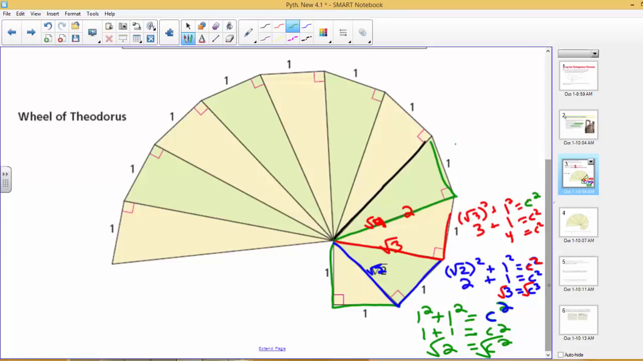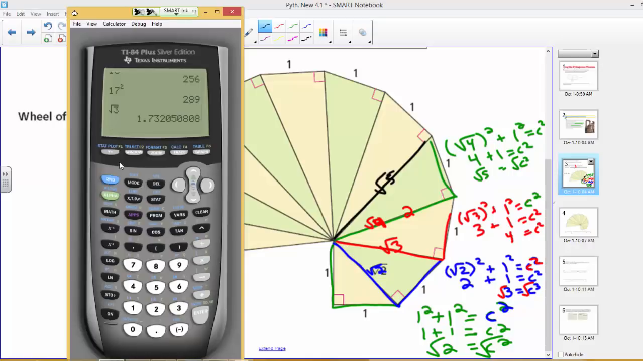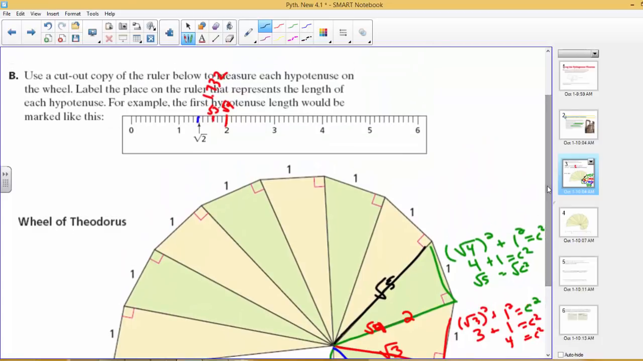So the square root of 4 squared plus 1 squared will be 4 plus 1. So that hypotenuse would be equal to the square root of 5. In your calculator, you're going to see what square root of 5 is. It's 2 point something .236. So 2.236.